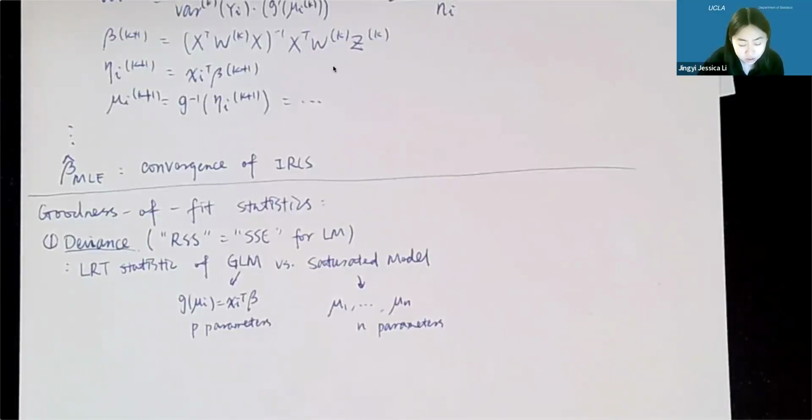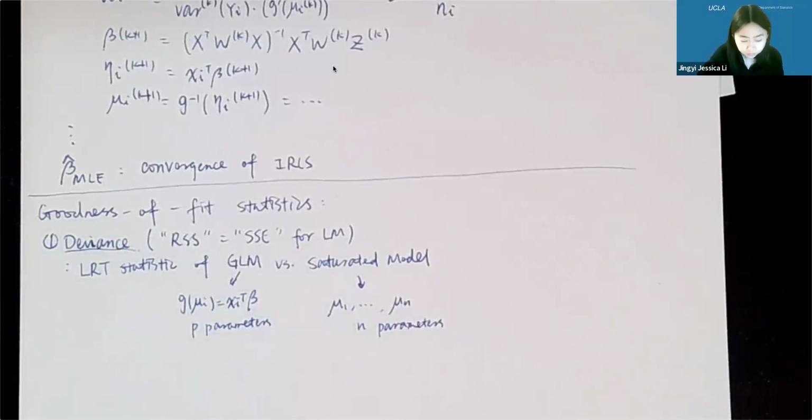And then this -2 log likelihood ratio: the bigger it is, the more different the two likelihoods are, and so the more different the two models are. Therefore, we prefer a smaller likelihood ratio statistic, which means that the likelihood based on the GLM is not so much smaller than the likelihood based on the saturated model. Then it means that our GLM fits well to our data.